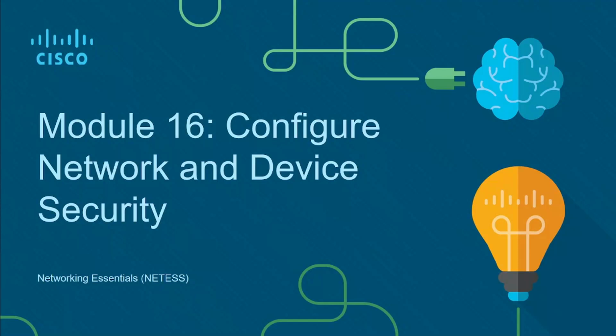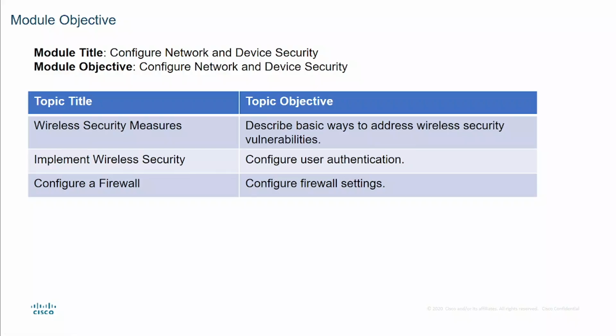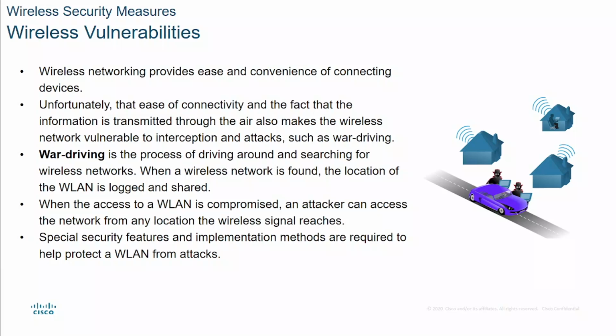This is module 16, configuring network and device security. So we'll look at wireless security measures, implement wireless security, and configure a firewall. We're going to do all of this. There are labs attached to this particular module that you have access to from the platform.